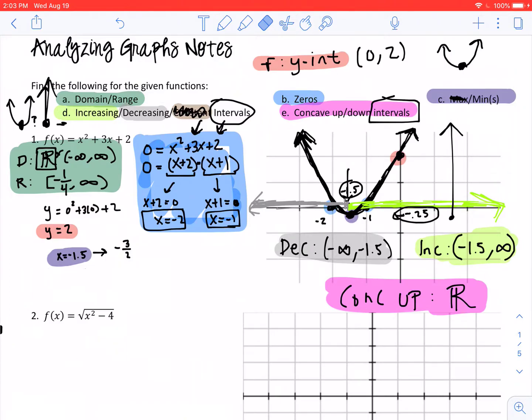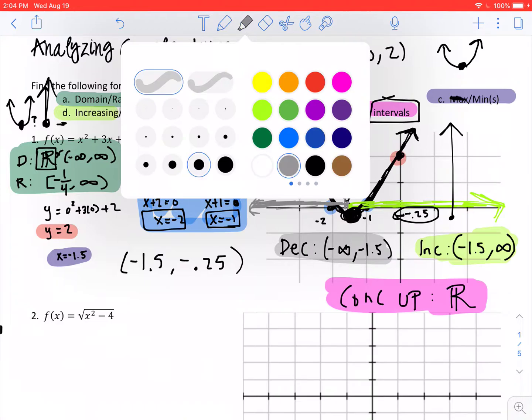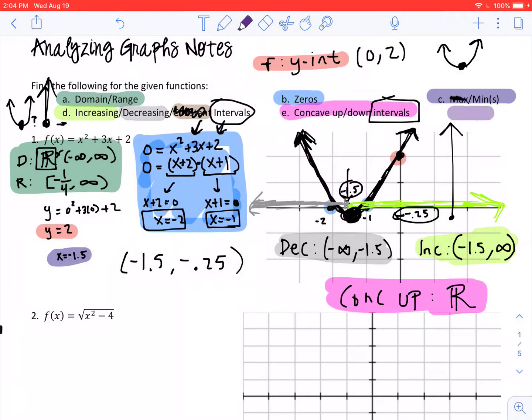I'm actually going to erase a lot of this. Okay. So let's remember, we found this point right here on the graph was the lowest point. That was the point -1.5 comma -0.25. That was that lowest point on the graph. And technically, if we're going to be writing maximums and minimums, then we need to write it in a specific way.